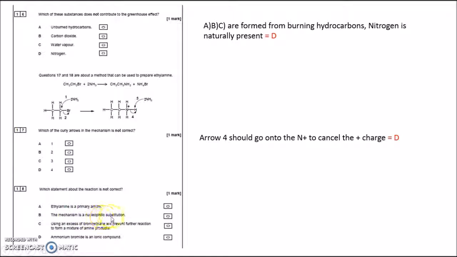The mechanism is nucleophilic substitution. Yes, it is. So this NH3 is going to attack the C plus and substitute for the Br. And this is a nucleophile, an electron pair donor, perfectly acceptable.